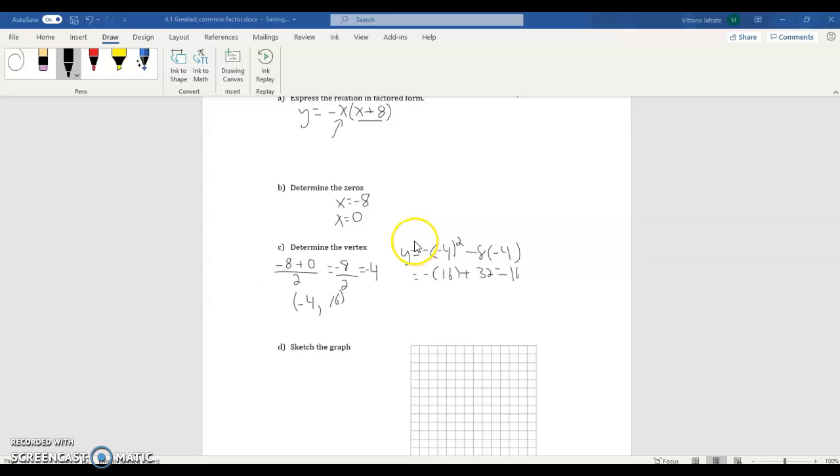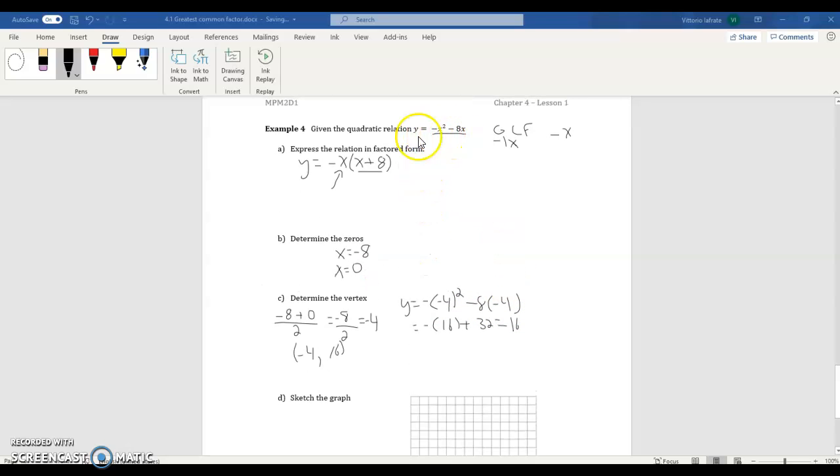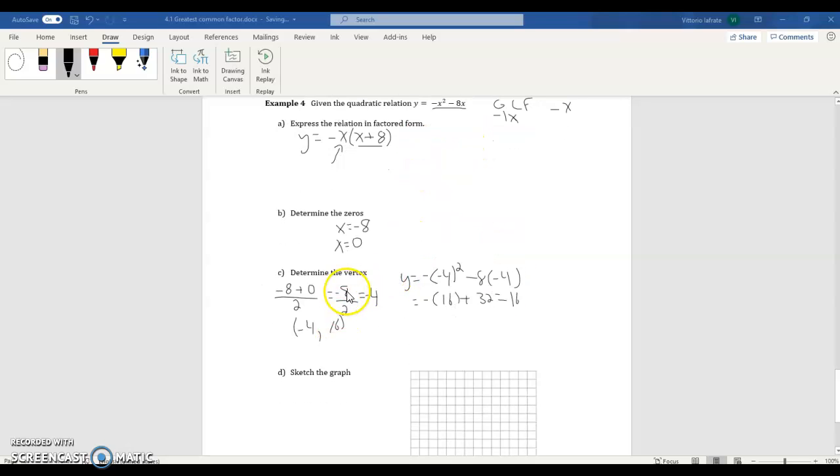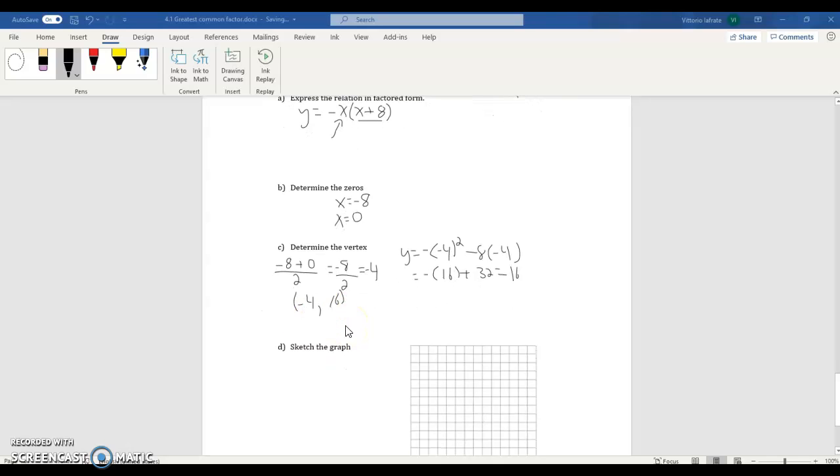This is 4.1 part 3. We're just going to finish off the last question in our example lesson here. So we had determined the vertex by plugging in the x value of the vertex into our relation over here. And we got that the vertex is negative 4, 16.